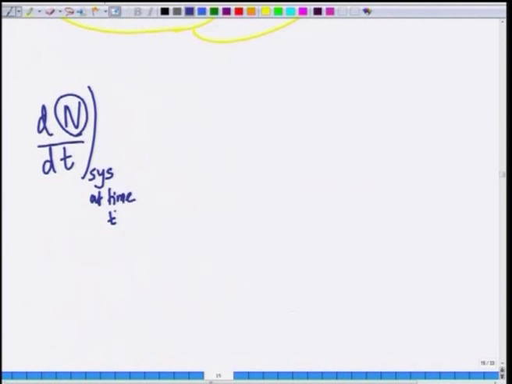The way we do it is we construct first a CV of interest, and then we say that the system and CV coincide at time t equal to 0. The yellow line is the system. At a later time, the system would have moved elsewhere, while the CV will remain at the same place. So, the infinitesimal rate of change of a quantity such as mass, momentum, energy present in the system.